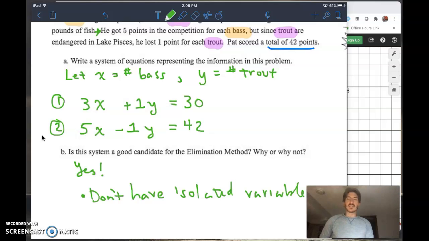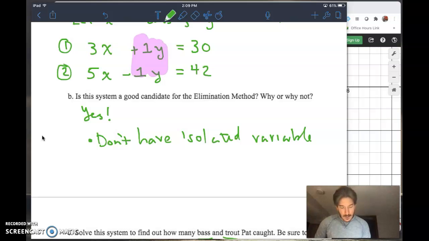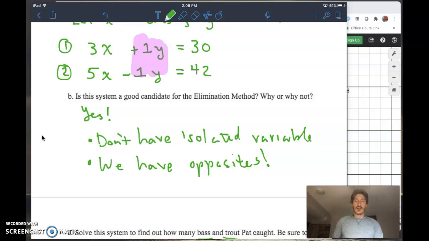The other thing that makes this an extremely good candidate, and you can see this right here, I'm going to highlight it, is we have opposites, okay? And that's the crux of the elimination method. Okay, you guys know that opposites cancel each other out, and that's what the elimination method focuses on. We want things that are going to eliminate themselves. I'm going to show you how this works.